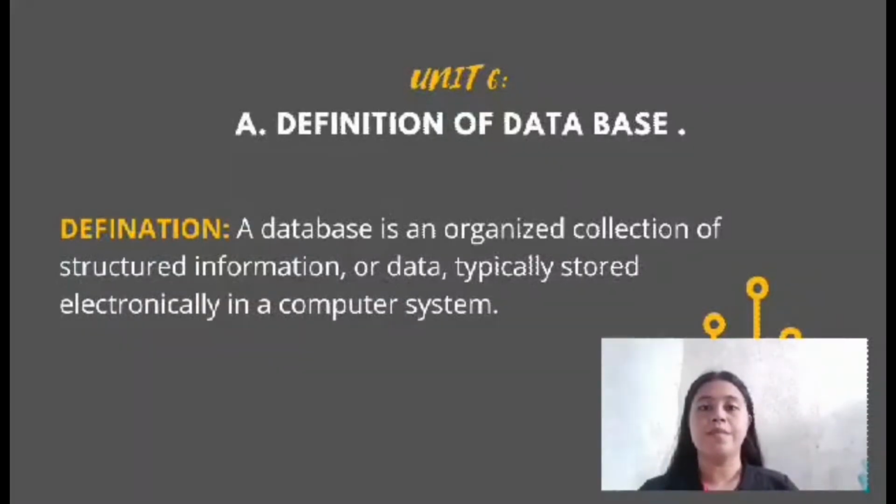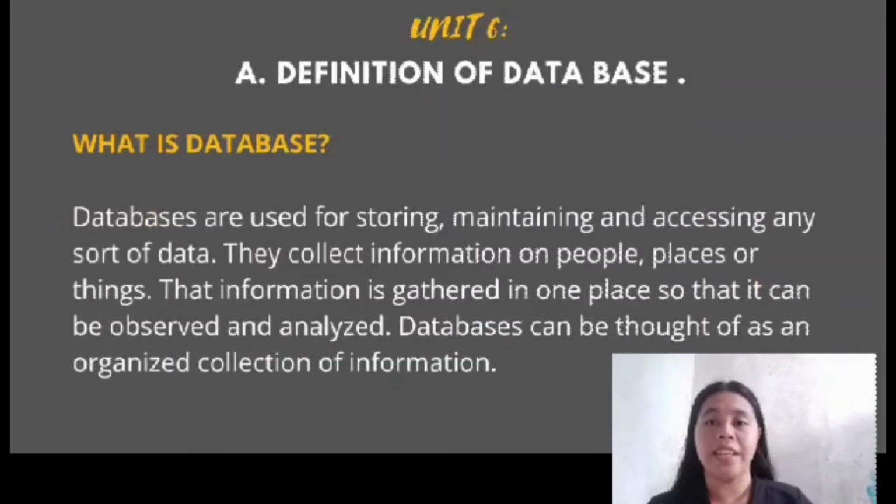Definition of database. A database is an organized collection of structured information or data typically stored electronically in a computer system. What is a database? Databases are used for storing, maintaining, and accessing any sort of data. They collect information on people, places, or things. That information is gathered in one place so that it can be observed and analyzed. Databases can be thought of as an organized collection of information.